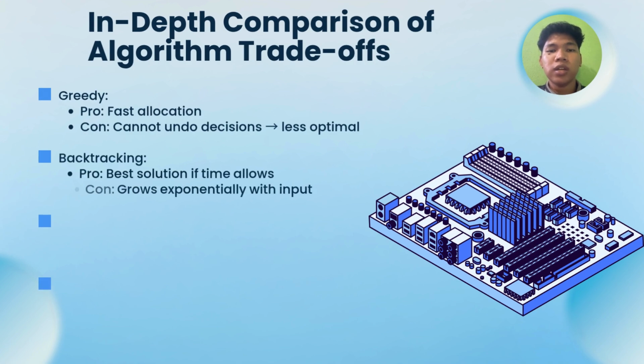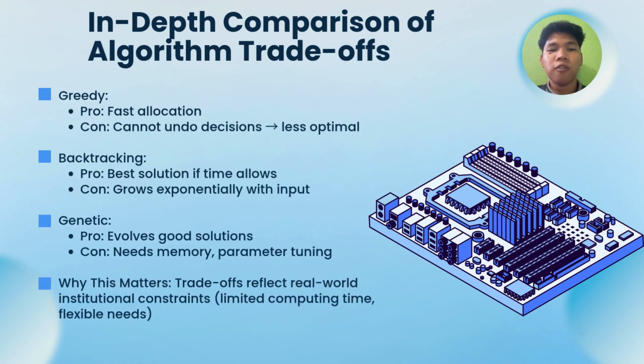Now, I'd like to give a deeper explanation of the trade-offs between the three algorithms we analyzed. Understanding trade-offs is important because in most real-world problems, including timetable scheduling, there's no perfect solution. Instead, we have to choose the algorithm that offers the best balance depending on the situation. Let's begin with the greedy algorithm.